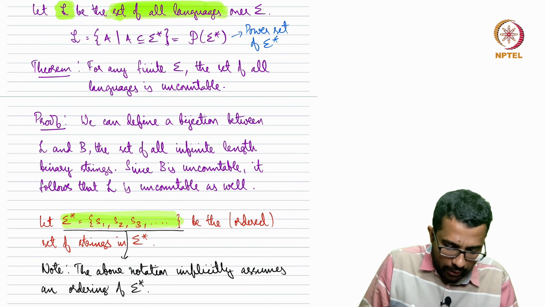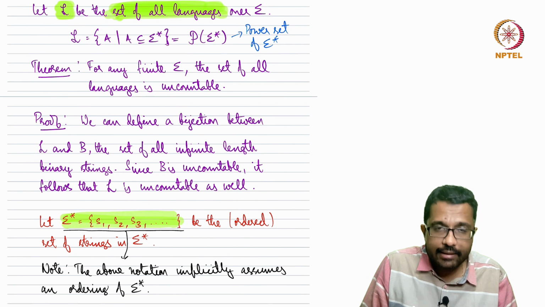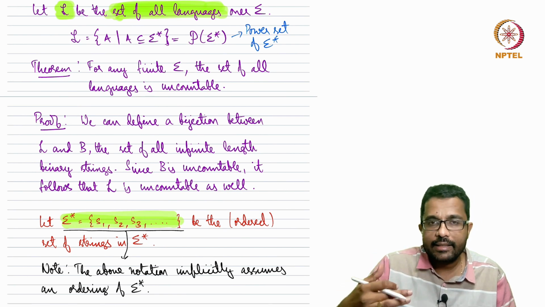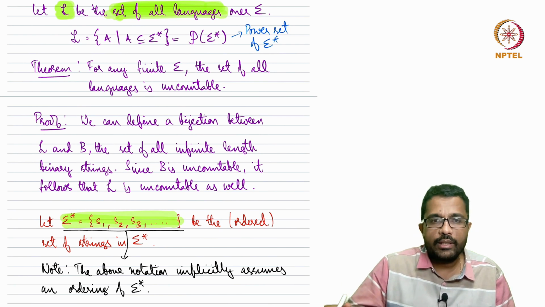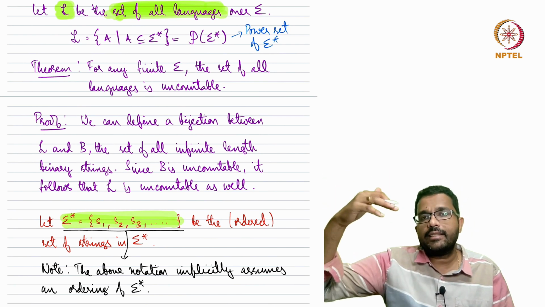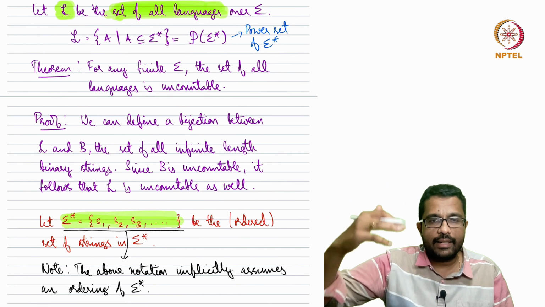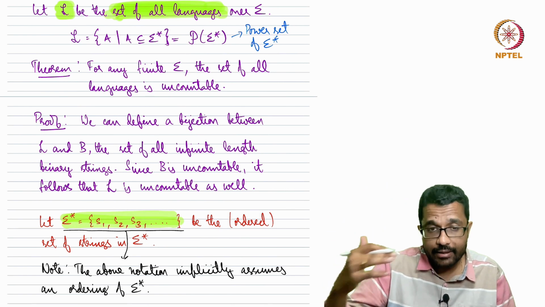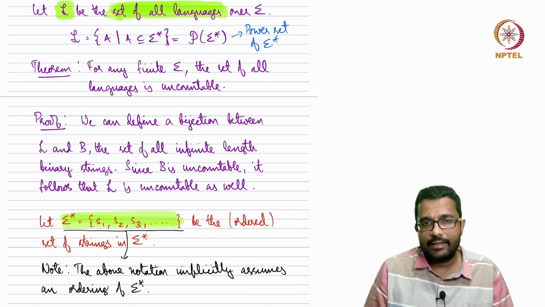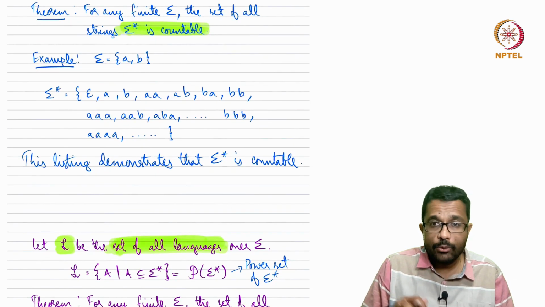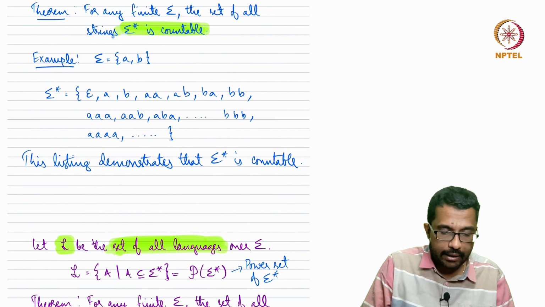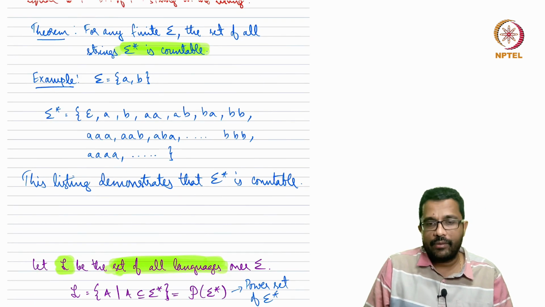So this notation, what is it telling us? It is telling us that there is a first string, then a second string, then a third string, and so on. So it implicitly assumes that I am listing the strings of sigma star as the first string, second string, third string, which is kind of saying that the set is countable, right? So we are implicitly using the fact that it is countable. We know that sigma star is countable, so it is okay.